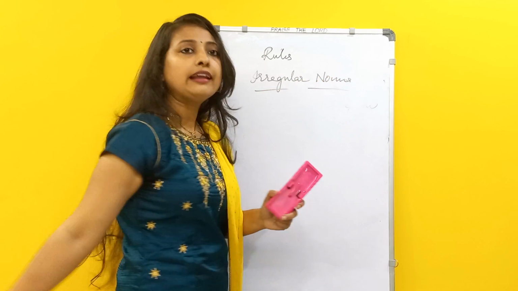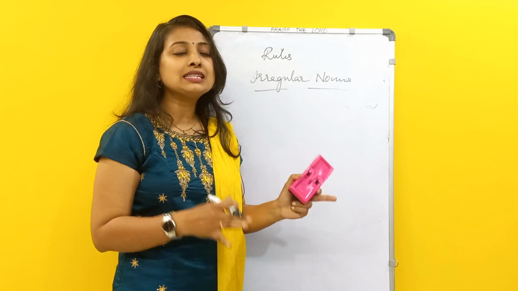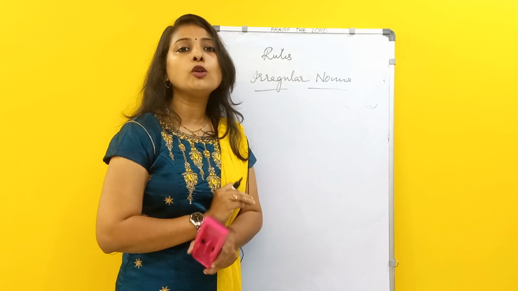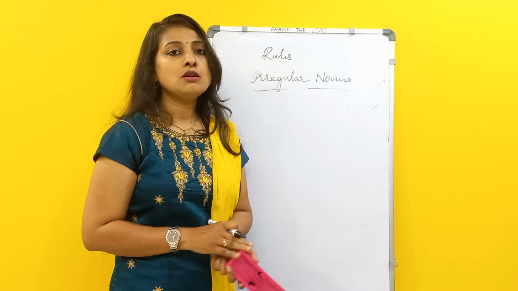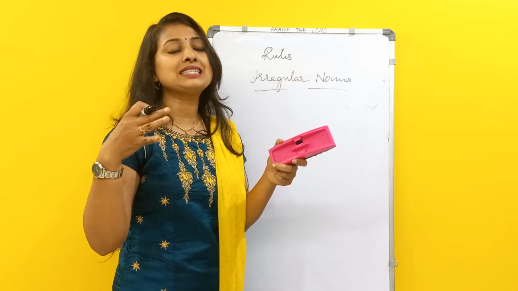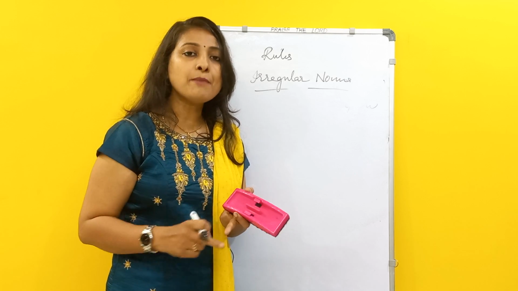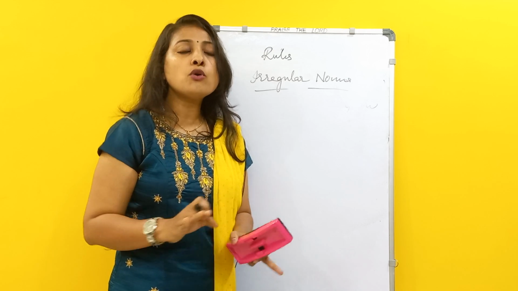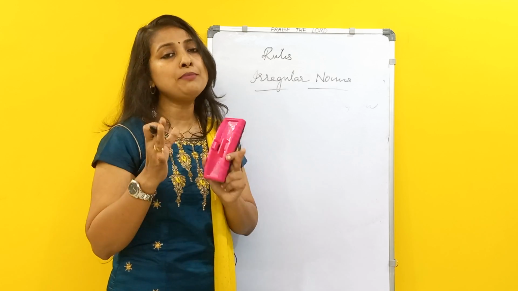What are irregular nouns? Irregular nouns will not follow any particular rule. There are no particular rules for these irregular nouns. The only thing we need to do is memorize them. We have to remember them like that only. Okay? We have to remember the irregular nouns. There are no rules for how the plural is formed. The singular and the plural form have to be memorized.